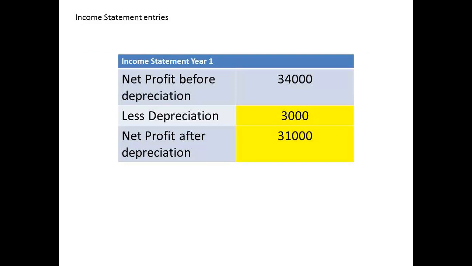The net profit for the year was 34,000 before depreciation expense. We only used the figure for this year's expense. Remember, the figure for last year was used for last year's profit and loss entries. So we shall subtract 3,000 to leave us with a new figure for net profit of 31,000.